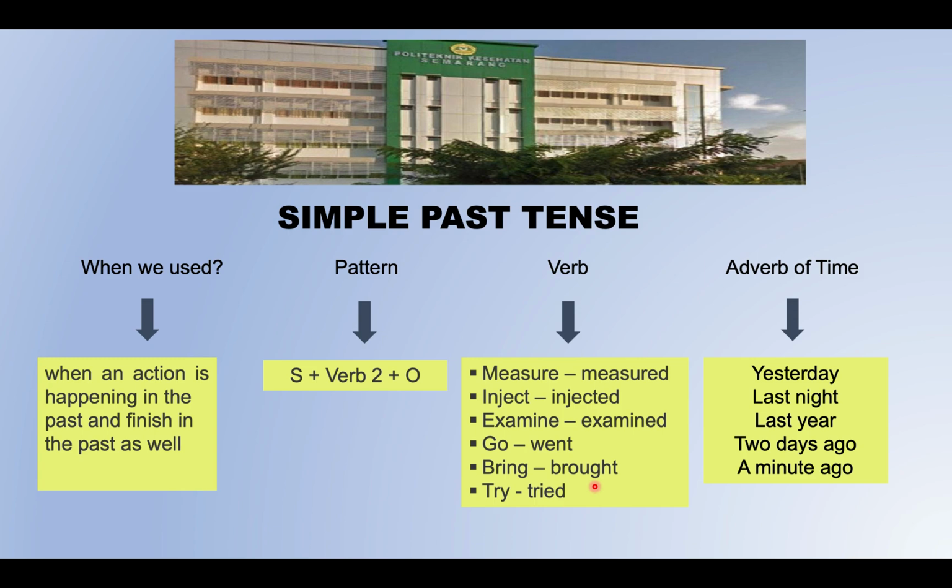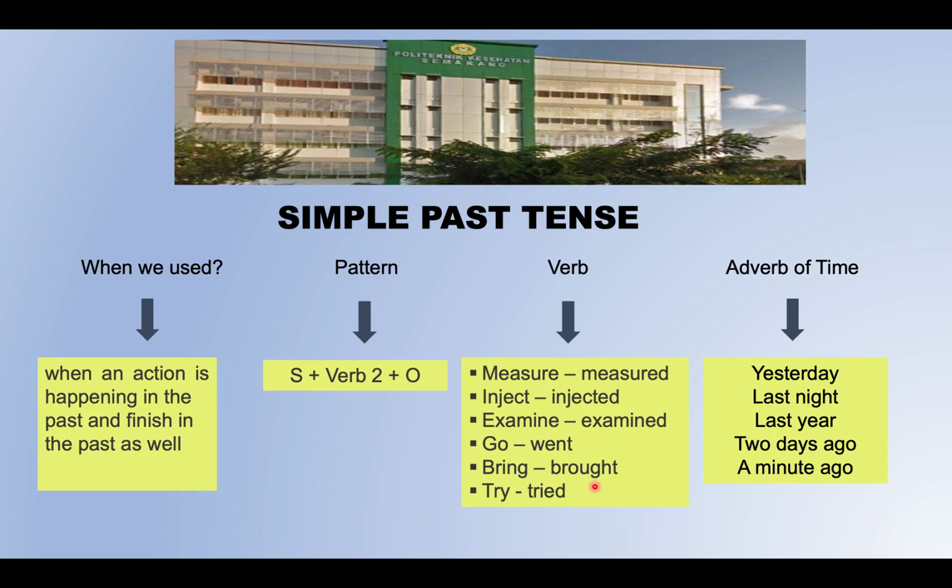kind of grammar. This is a simple past tense. Again, we have to understand when we use it. Simple past tense is used when an action is happening in the past and finished in the past as well.